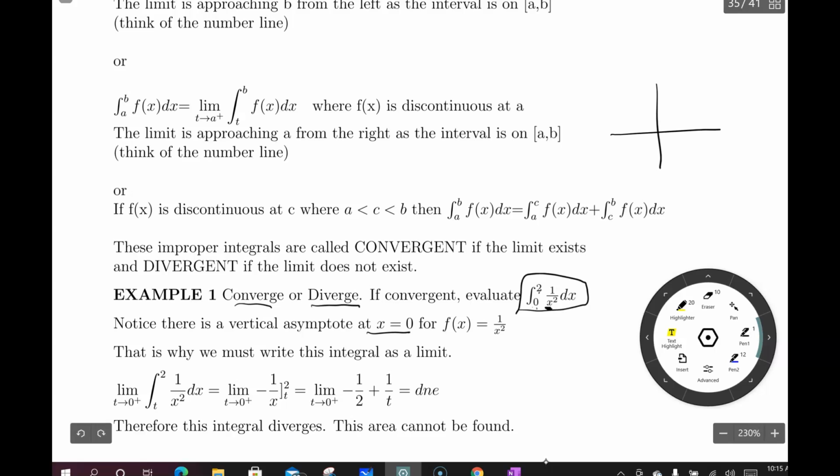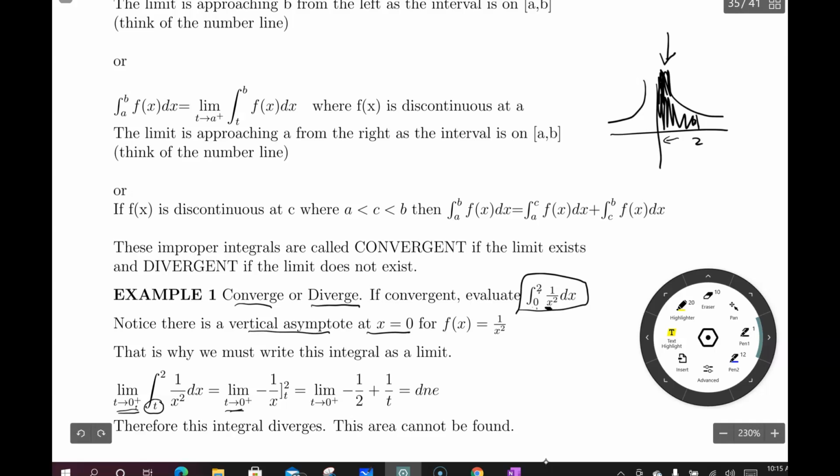So let's even just get the picture going. 1 over x squared looks like this. So I'm being asked to find the area from 0 to 2. So this is the infinite area part here. So I'll be taking the limit as t goes to 0 from the positive side. So you have to put the t in where the vertical asymptote is.